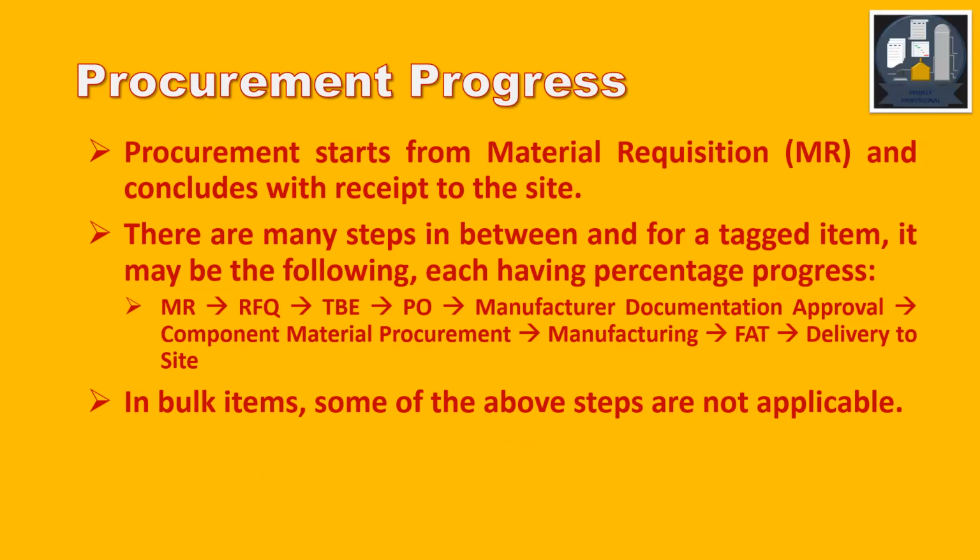TBE, technical bid evaluation, PO means purchase order, then manufacturer documentation approval, then component material procurement by the manufacturer, manufacturing, in between the inspection activities, then FAT, factory acceptance test, then delivery to site. In bulk items, some of the above steps are not applicable.